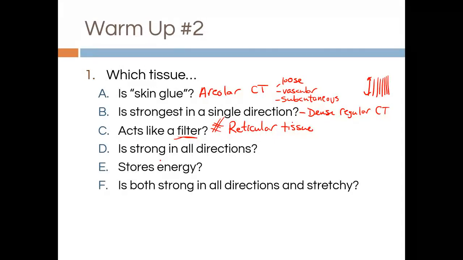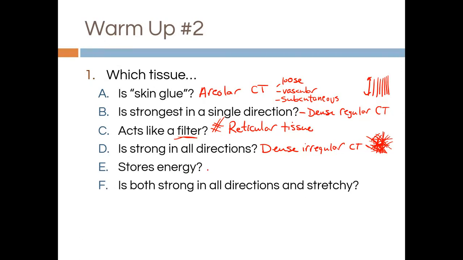Okay, next one is strong in all directions. This is going to be dense, irregular connective tissue. And if you remember, this is the one that had collagen fibers, but those collagen fibers ran in every single direction, and they're very dense, so it's very strong, but it's strong in all directions. Unlike the dense regular, which is a regular pattern, but strong in one direction.